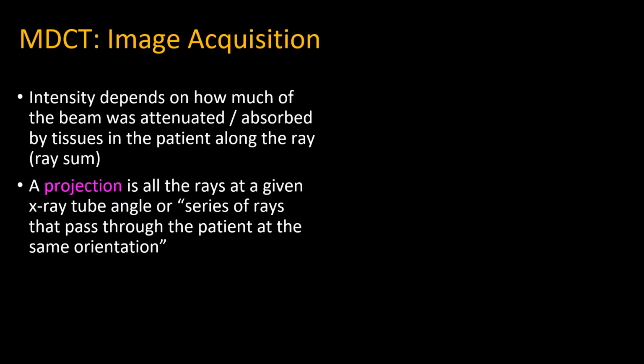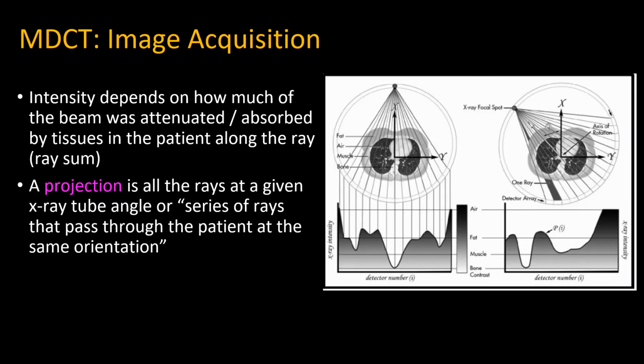The intensity of the ray depends on how much of the beam was attenuated or absorbed by tissues in the patient. You can see in the picture an X-ray passing through mostly lung tissue, which is essentially air, is going to have a lot more energy left over than an X-ray that passes through the sternum and the vertebral body.